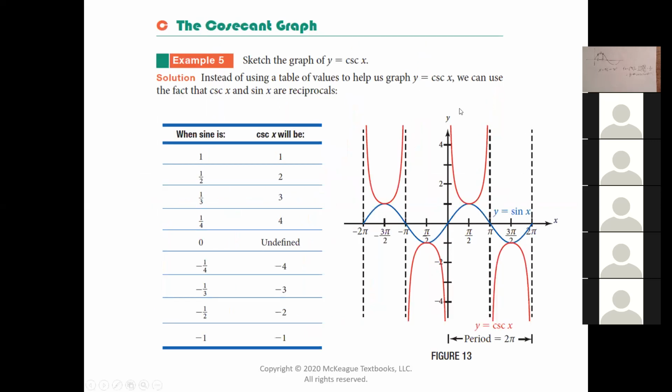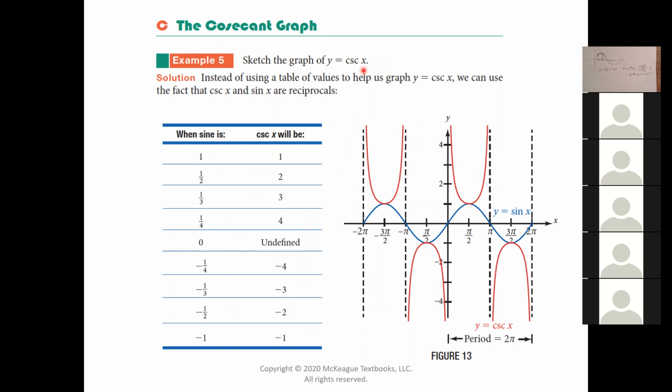Ladies and gentlemen, how would we graph like the cosecant of x? Well, let me ask you this question. The cosecant of x is the reciprocal of what trigonometric function? Cosecant x is the reciprocal of what trig function?